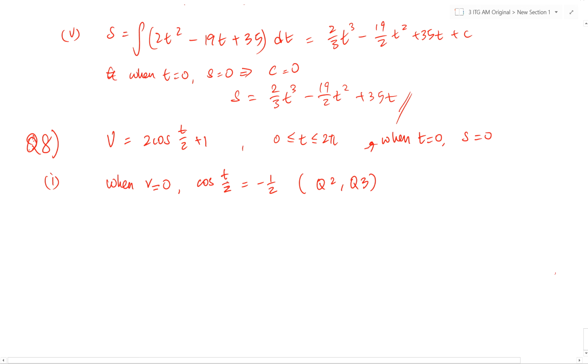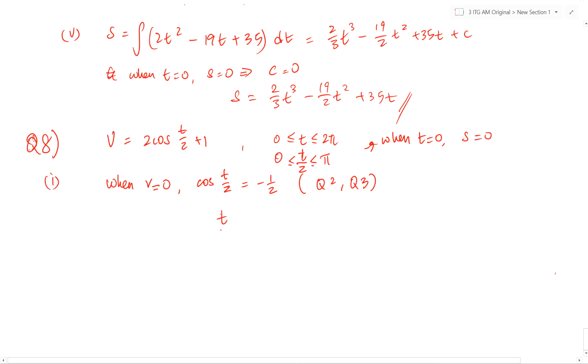What about the range for t over 2? What is the range for t over 2? You divide by 2 throughout. 0 to pi. Okay, so it is found in quadrant 2, quadrant 3.